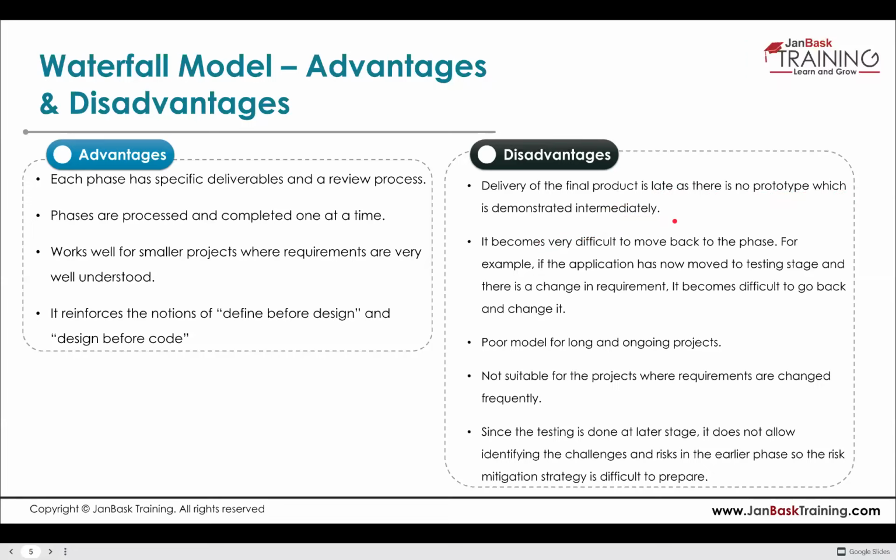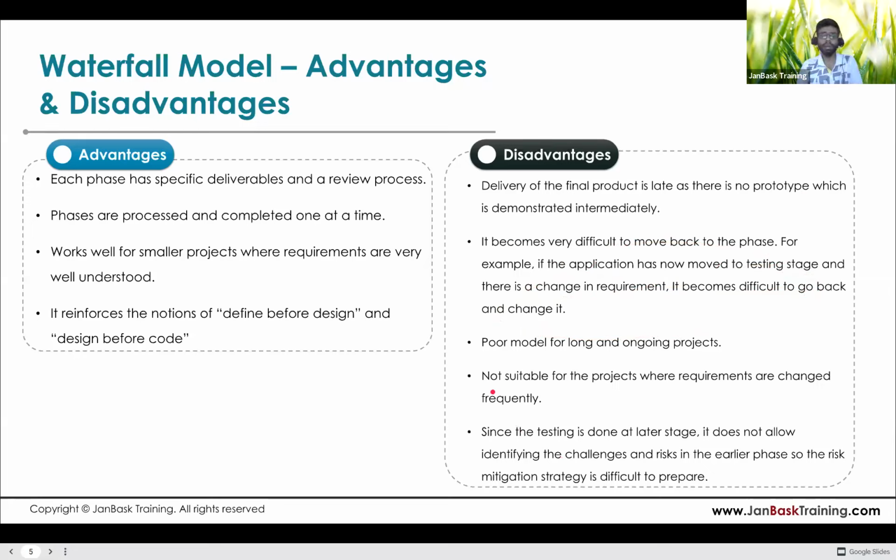Okay, so what does the next point say? It becomes very difficult to move back to a phase, which I already told you. For example, if the application has moved to the testing stage and there is a change in requirement, it becomes difficult to go back and change it. That is the case in the waterfall model. We can't go back to a previous phase and make the changes there. The whole life cycle has to be completed first, and only then can we go back to a previous phase and do the changes from there. So that is one other disadvantage of the waterfall model.